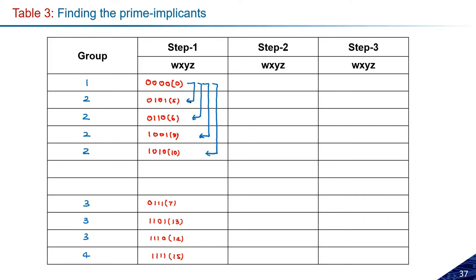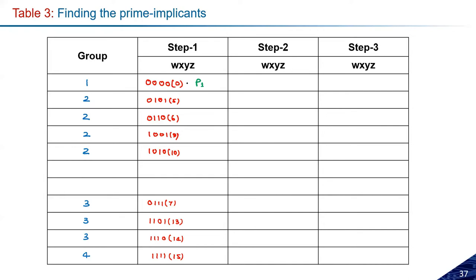Okay. So the only possibility to make the pair with group one is with group two. And because this pairing is not possible, now we do not need to consider this number for the next pairing. Okay. So the numbers for which the pairing is not possible become the prime implicants. Okay. So this is what we got, the first prime implicant, because no further pairing is possible with this group one. So we can call them the prime implicants.